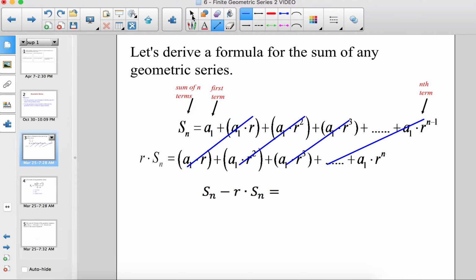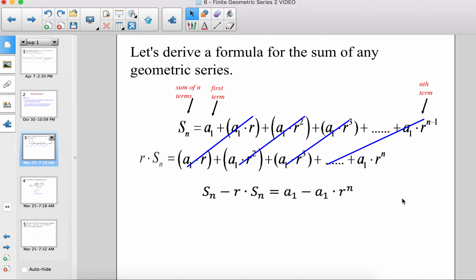So basically what we're left with is this term right here, a sub 1, and we're left with this term. These are the only ones that don't cross out with something else because the other line doesn't have it. So what's left is a sub 1 minus a sub 1 times r to the n. All right. So remember, we're trying to solve for the sum, so we're trying to get s sub n alone. So what I noticed is I could factor out an s sub n from both sides. So take an s sub n out of this term, you're left with 1. Take an s sub n out of this term, you're left with r. And this one, we could factor out an a sub 1. So take an a sub 1 out, you'd be left with 1. Take an a sub 1 out, you're left with r to the n at the end.